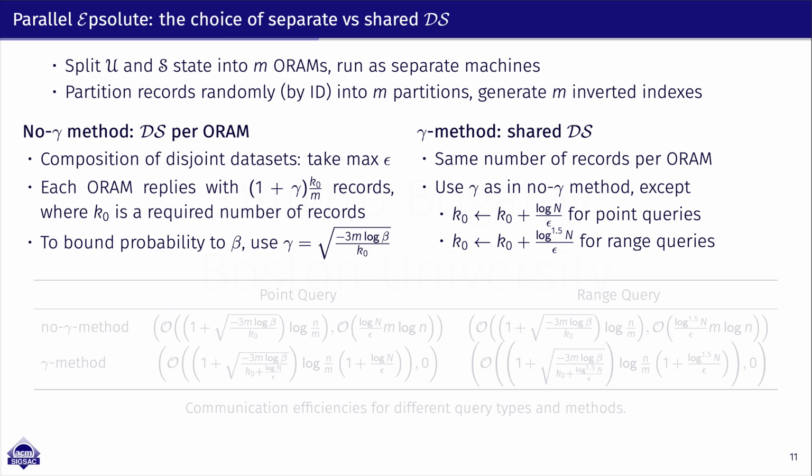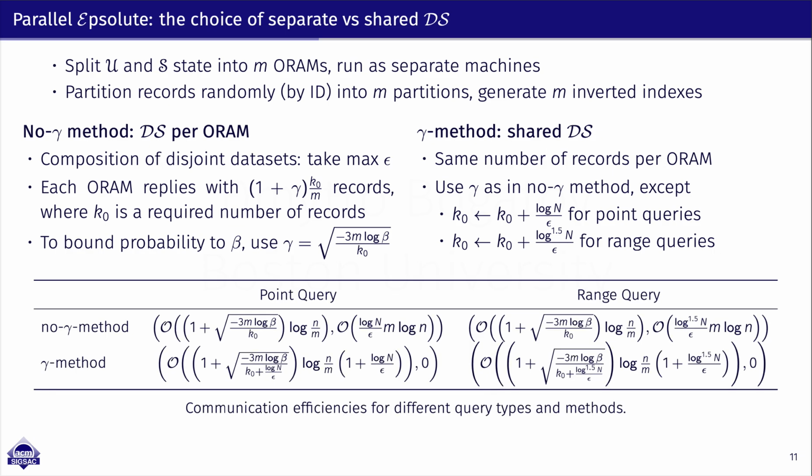An alternative way is to use a shared DS. In this case, we add another term to the number of records to fetch, but the K0 term is now smaller, and this method is actually better for larger data sizes, as we will see later. We have analyzed the efficiencies of the parallel version as well. Formulas may look complex, but observe that the shared method does not even have the additive term.